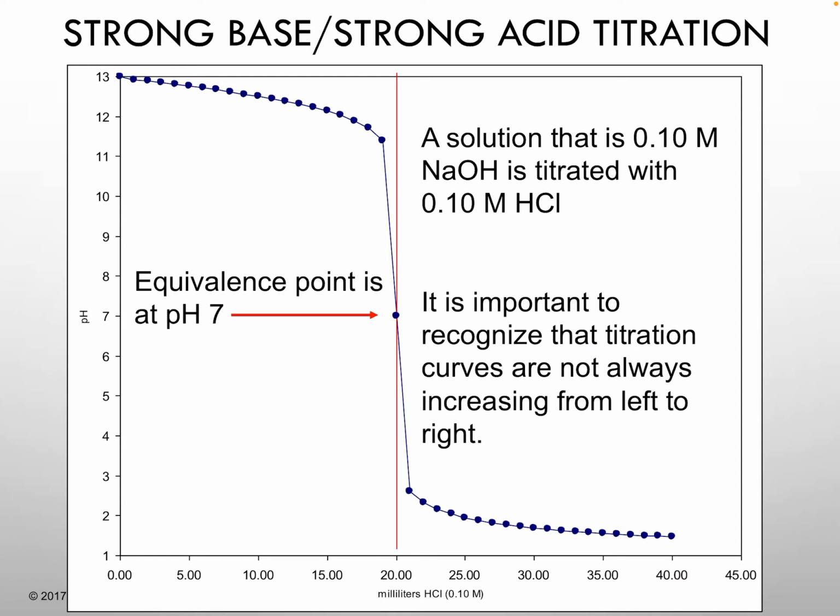Again, I'm including this because titration curves don't always increase from left to right. Sometimes they will decrease, like this one. It just depends on the type of titration that you're doing. So if you're starting with a strong base and over time you're adding acid, it will look like this. If you're starting with acid and over time you're adding base, then it will look like the other curve. Either way though, you're going to start very, very high and end very, very low, or you'll start very, very low and end very, very high. Both of these will have a pH exactly at 7.